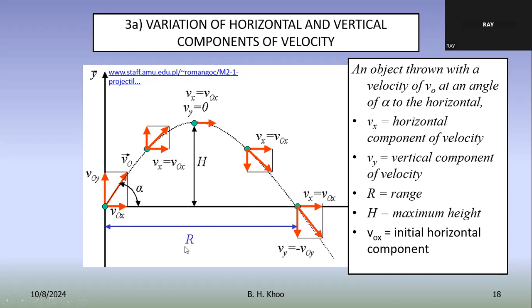Any comment? Anything that's not clear? So at the highest point, vertical component is 0. Correct. Horizontal is still there. There's no acceleration. It's still uniform velocity. It doesn't change. It's always equal to the initial horizontal velocity. It doesn't change because it's uniform velocity. Only the vertical one is the one changing.